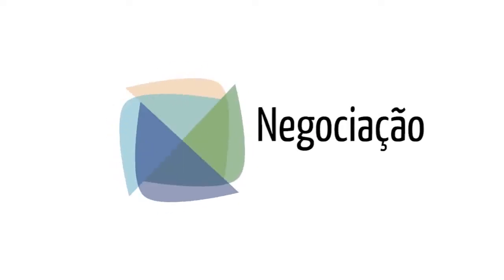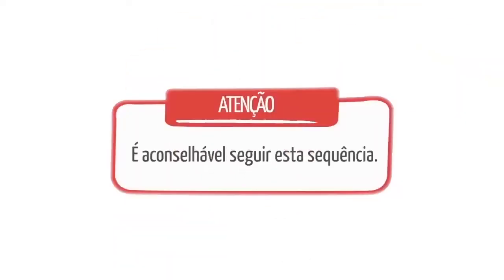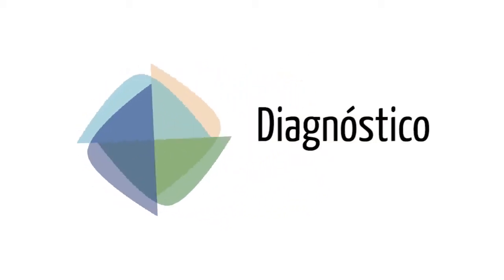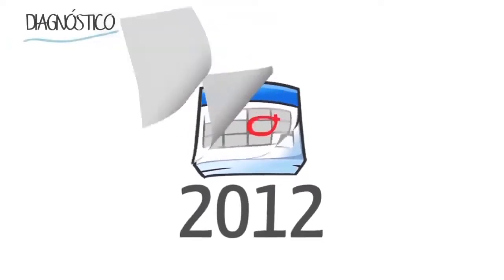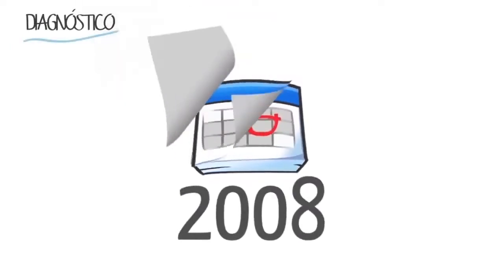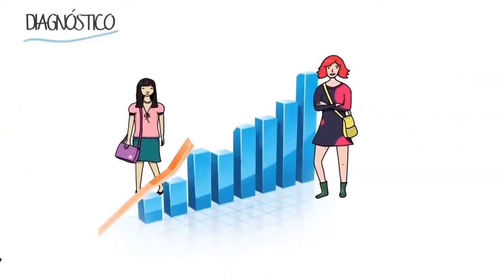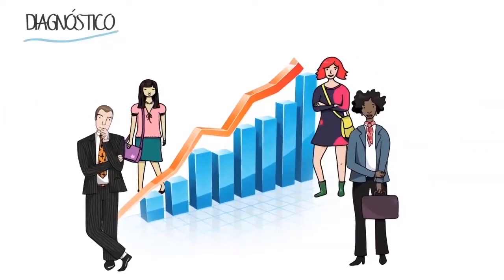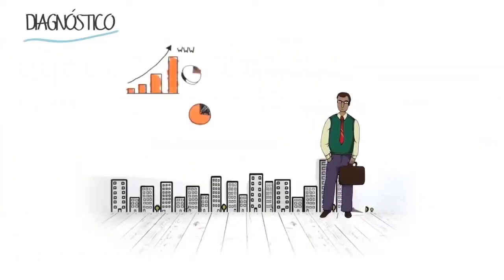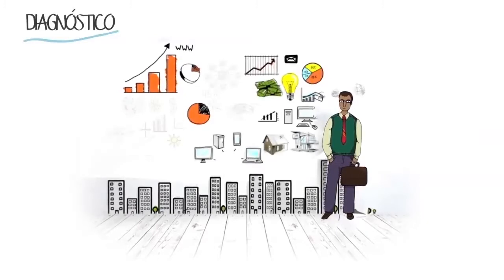Caution: these steps shall be followed in this sequence. Let's understand each step better. First step, diagnosis. The diagnosis is a data survey on the fundraising background in the institution. This is the moment to review outcomes. This will be the base to think the best strategies over and to trace goals.